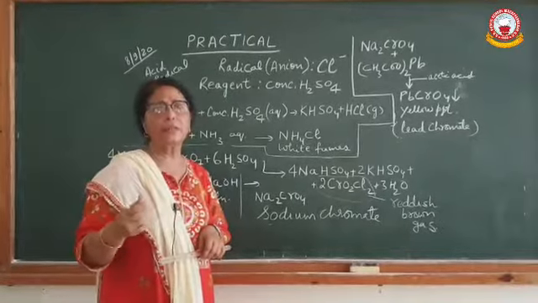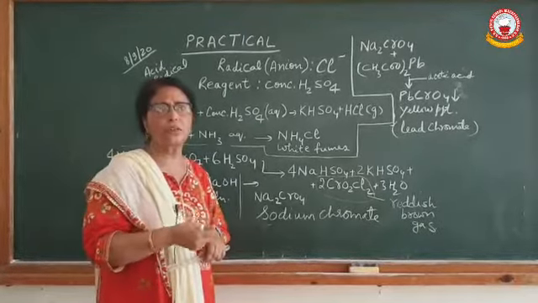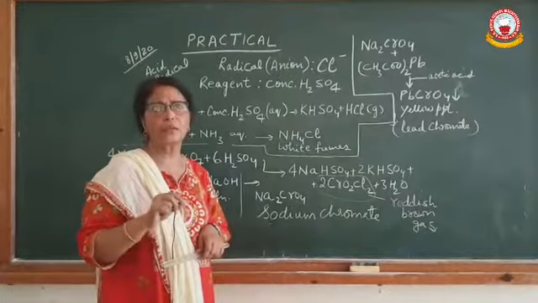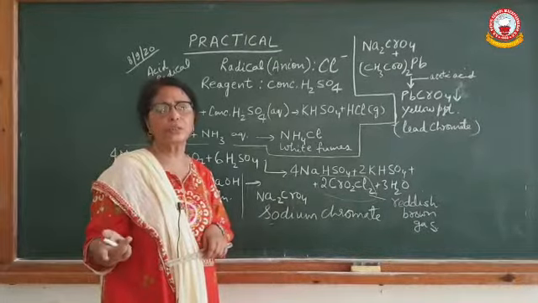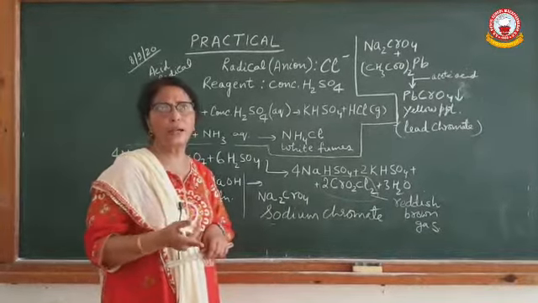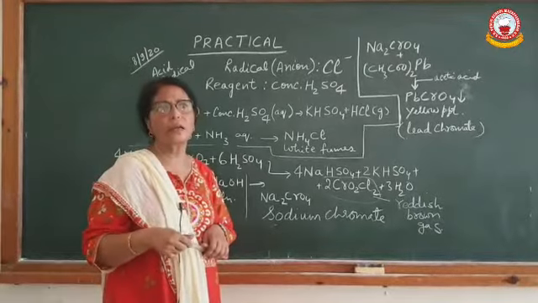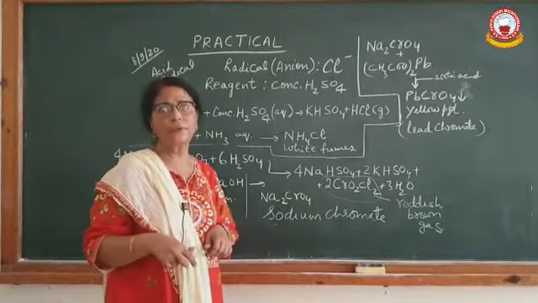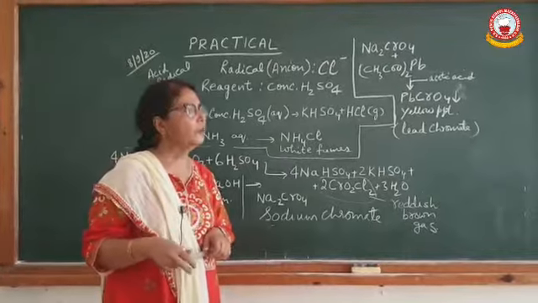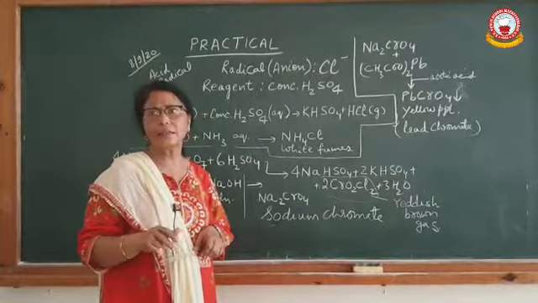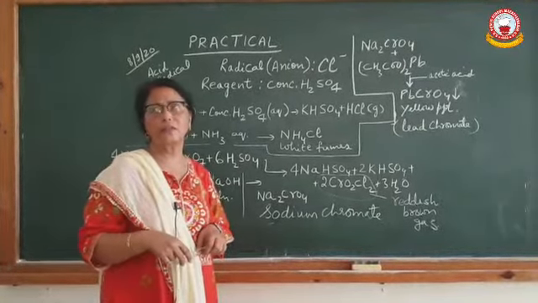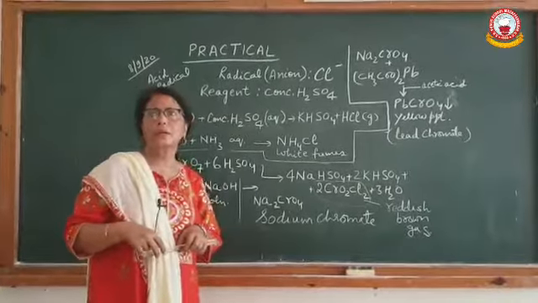The method will be like this: you take the salt, you add dilute sulfuric acid, no change, you throw the solution, again take the salt, add concentrated sulfuric acid and warm if required. If any kind of gas comes out, that indicates that given radical is of your second group.